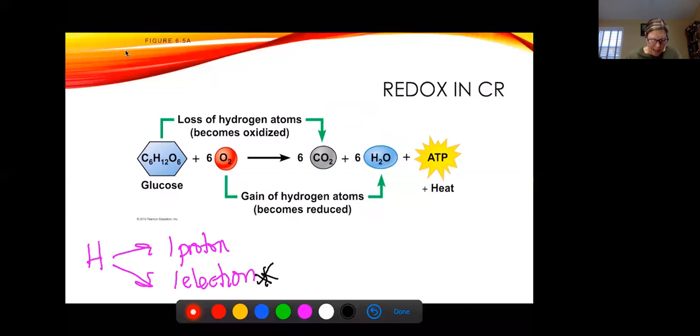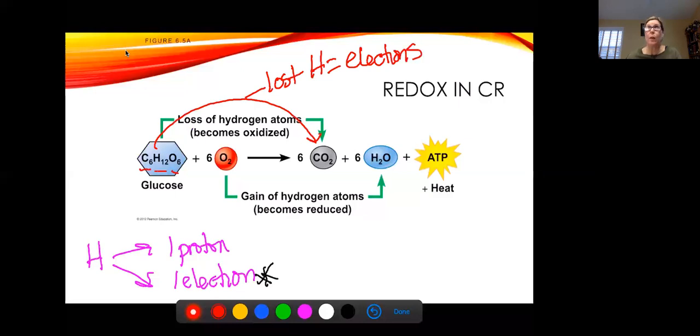So we have glucose. When we look at glucose, glucose is carbon, hydrogen, and oxygen. When we look at oxygen, it's just oxygen. But notice when we go from here to here, what did we lose? We lost our hydrogen, which means we lost electrons. And which one's lost? Well, let's go through our saying. OIL RIG, oxidation is lost. So notice we are oxidized.